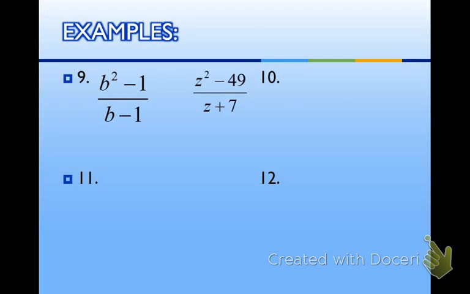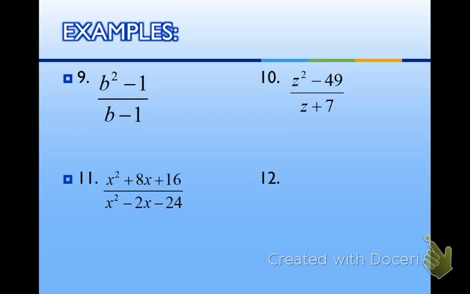Okay. Let's see. I'm going to give you a couple minutes to work on 10, 11, and 12, and we'll talk about the answers in just a minute. Bring it back. All right. We left off with number 10. How does the numerator factor?